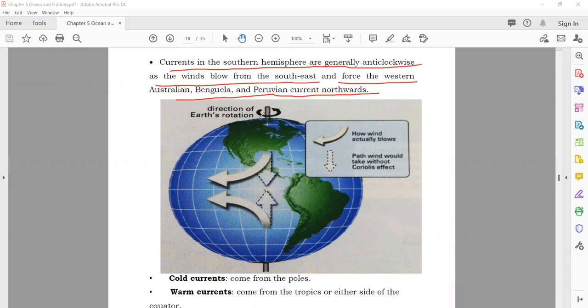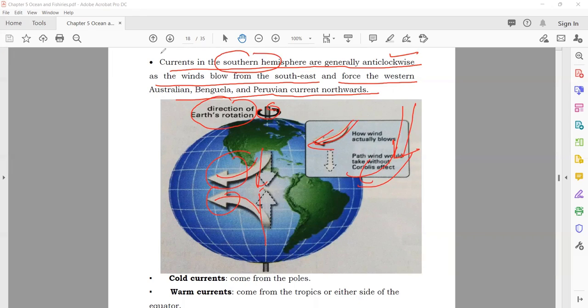When you are talking about the earth's rotation, the earth is rotating like this. You can see here the direction of earth rotation. How the wind actually blows, it comes like this. It should come down straight, but I told you, due to the earth's movement, it bends like this. It should go straight, but it bends due to the movement. So they are saying that the currents in the southern hemisphere are anti-clockwise.